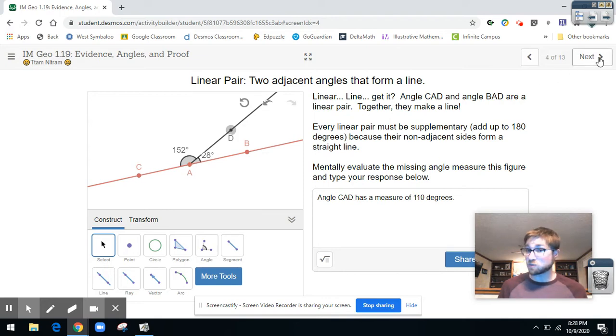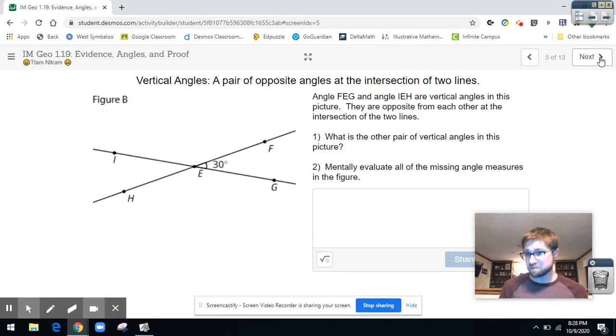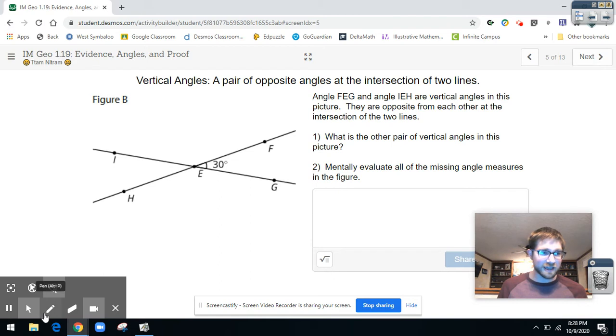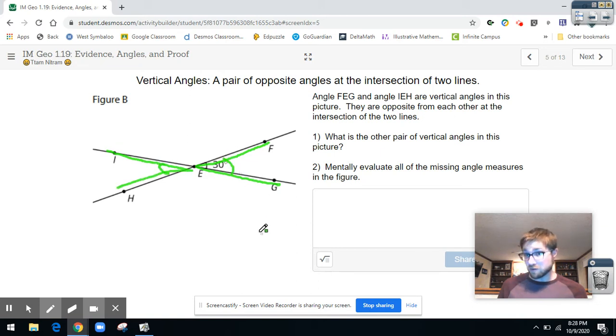They're important. And that's what you're going to need to use on this page in order to fill in the other missing angle measures. However, there's the most important term, I would say, on this page. Vertical angles are a pair of opposite angles at the intersection of two lines. So angles FEG and IEH. I answered this one right here, FEG and IEH. Okay, those ones across from each other. Those are vertical angles. So in theory, you should hopefully be able to name the other pair of vertical angles in this figure and find the missing angle measures and type that in the box down below.